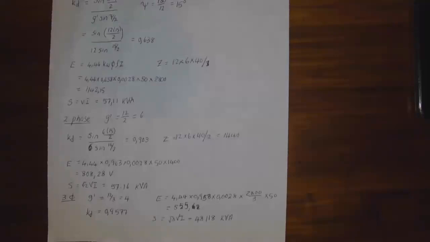Remember, there's 12 slots, each with 6, what is it now? Times 40 turns. So there are 12 slots with 6 conductors per slot. And then we've got 40 turns. If we multiplied that by 2, then we would have gotten the conductors, and that would have been then 2.22. Okay.